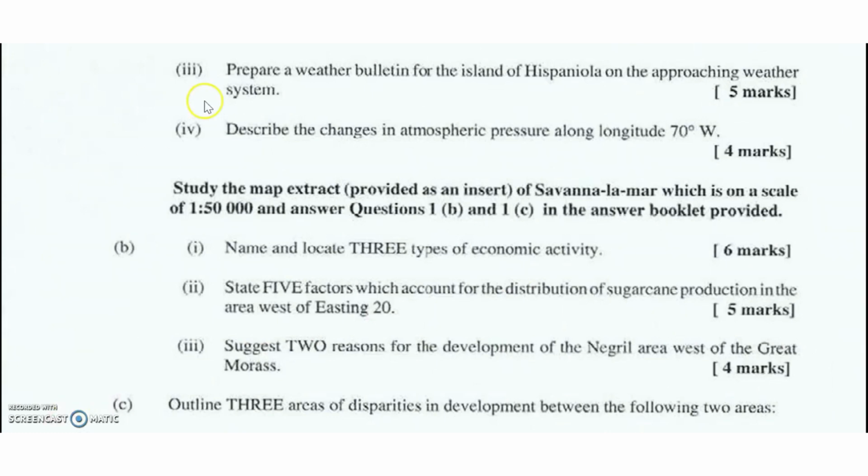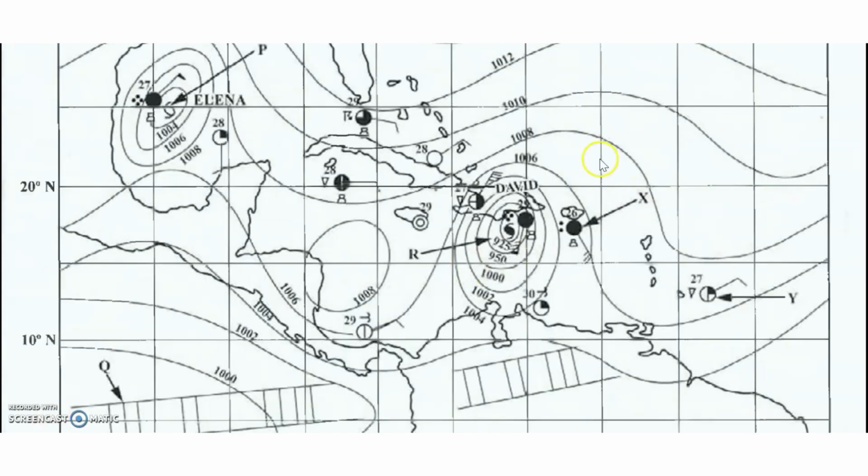Now, for part 3, prepare a weather bulletin for the island of Hispaniola on the approaching weather system for 5 marks. Now, students, the island of Hispaniola is right here. I hope you all see my cursor. We already mentioned R is a hurricane. That is Hurricane David. It is in fact approaching Hispaniola. So let us create a bulletin. Let's go through quickly.